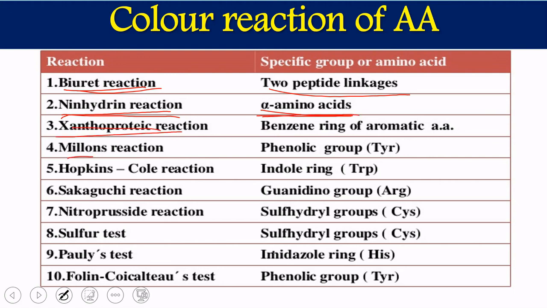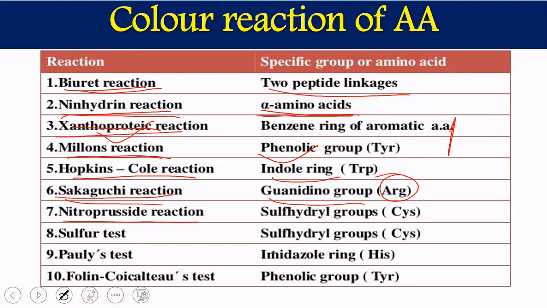Xanthoproteic test and Millon's test are tests for normally aromatic amino acids. Millon's test is only for tyrosine. Xanthoproteic test is for all 3 aromatic amino acids: tyrosine, tryptophan, and phenylalanine. Hopkins-Cole test is the test for the indole ring, and the indole ring is present only in tryptophan. Sakaguchi reaction is the test for guanidino groups, which are normally present in arginine. So only arginine gives a positive Sakaguchi test.